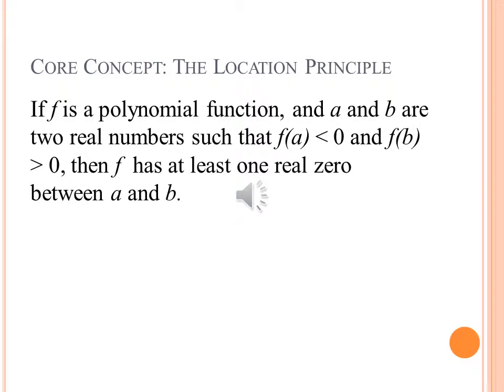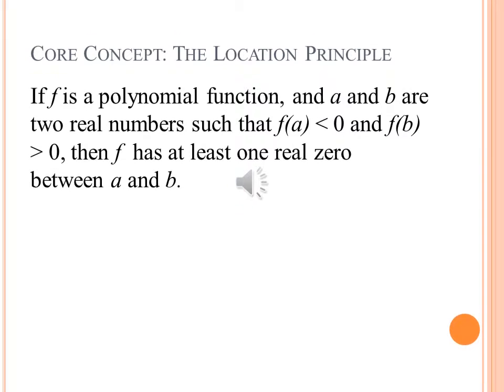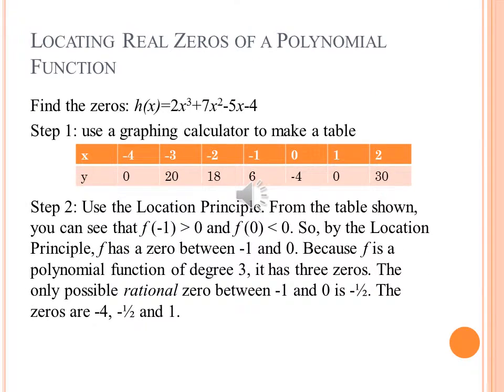This core concept explains the location principle. If f is a polynomial function, and a and b are two real numbers, such that f of a is less than 0 and f of b is greater than 0, then f has at least one real zero between a and b. In example 2, I'm going to be locating real zeros of a polynomial function.